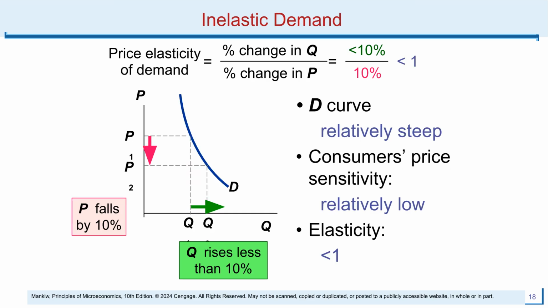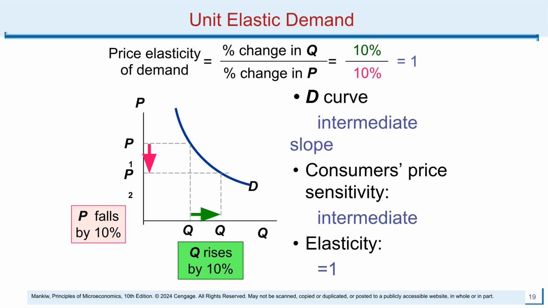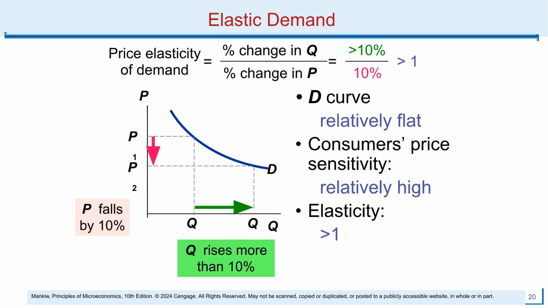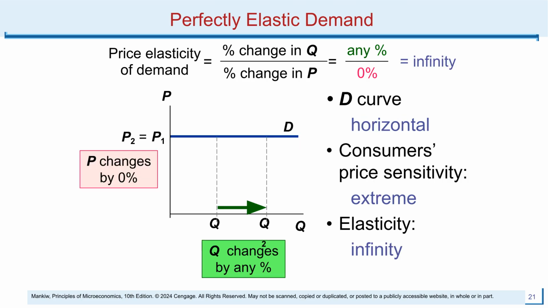For inelastic demand, the demand curve is relatively steep. This indicates that consumers have relatively low price sensitivity, and the quantity demanded changes less than proportionally to a price change. Unit elastic demand is the intermediate case. Here, the percentage change in quantity demanded exactly equals the percentage change in price, resulting in an elasticity of 1. When demand is elastic, the curve is relatively flat. Consumers exhibit high price sensitivity, meaning the percentage change in quantity is greater than the percentage change in price. At the extreme, perfectly elastic demand occurs when even the slightest price change causes quantity demanded to drop to 0. This characterizes products with perfect substitutes.